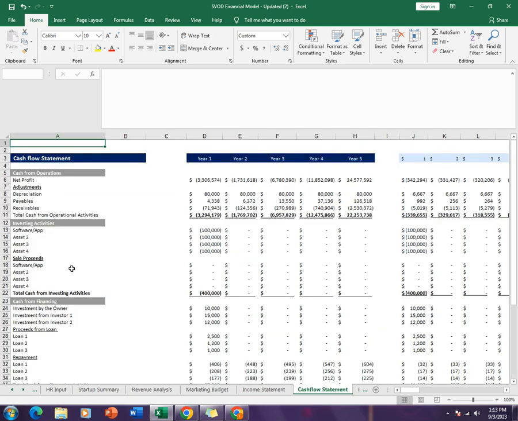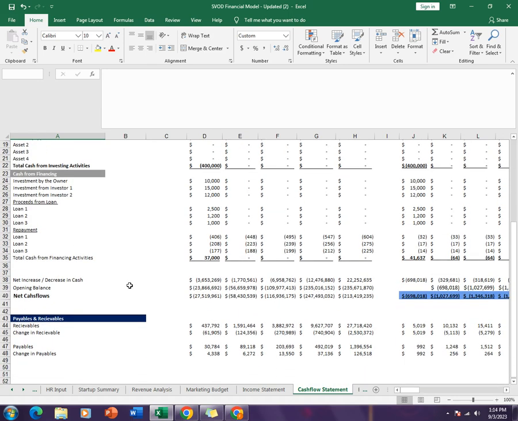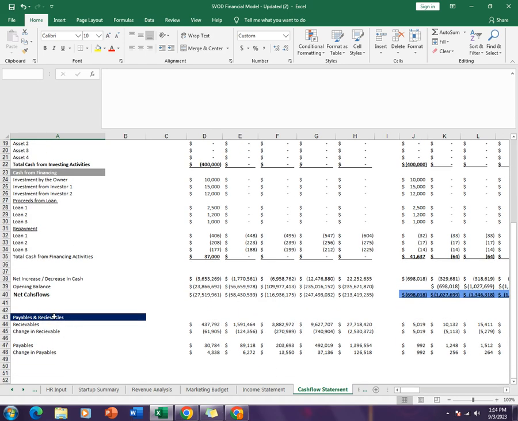Then comes the cash flow statement. The cash flow statement tells you about the cash the company is generating from its operations, its investing activities, as well as its financing activities. It also tells about the payables and receivables of the company.